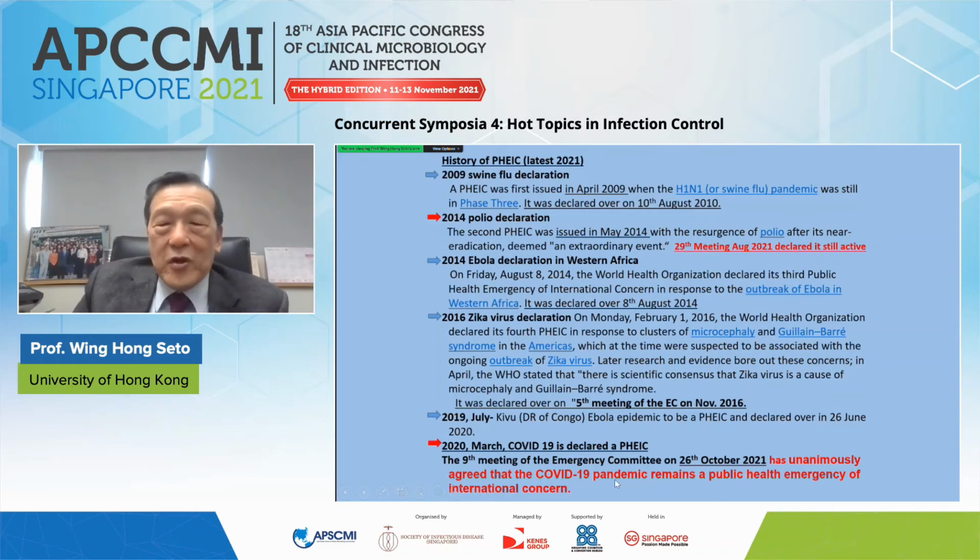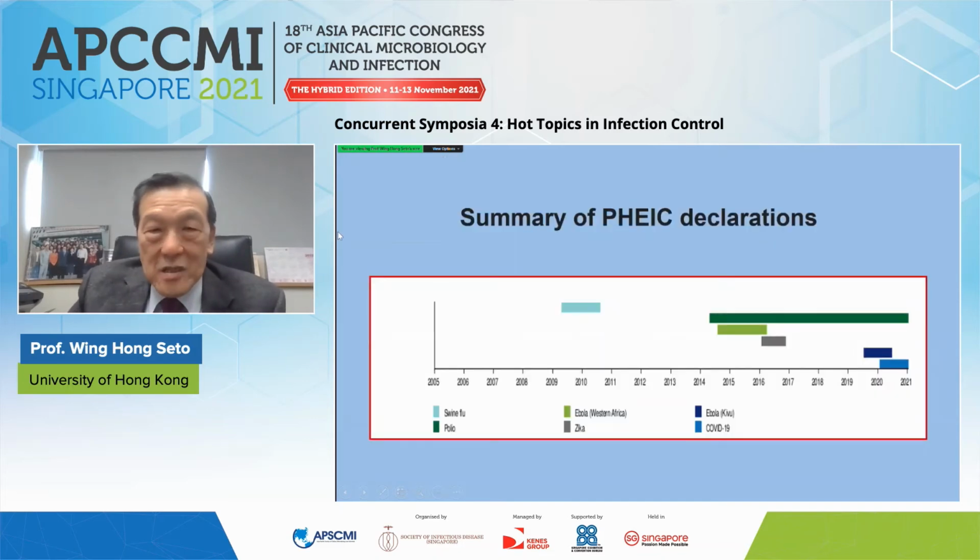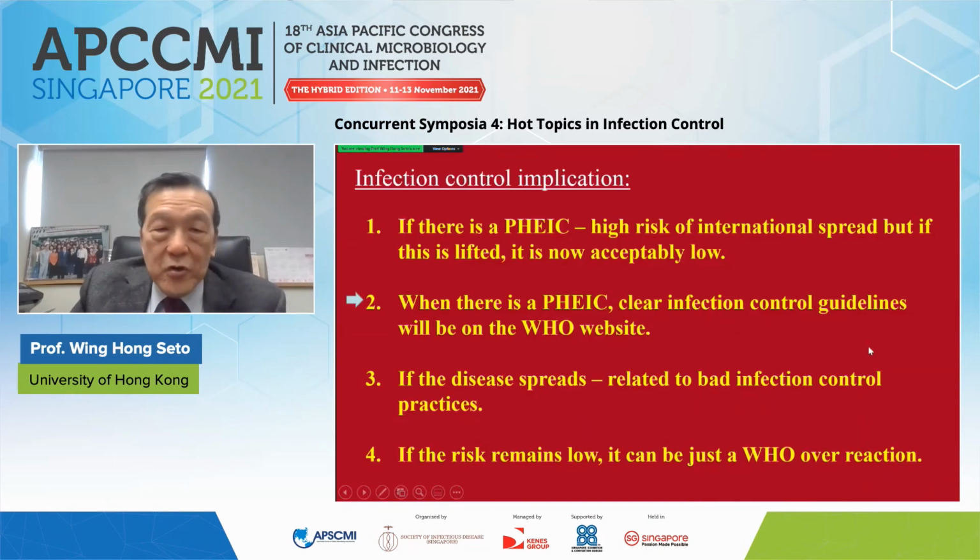And the next one, of course, you and I know. In fact, the 9th meeting just took place, and the 9th meeting declared that COVID-19 is still a PHEIC and going on. Okay, so this is the summary. All right. Now, what can we in infection control appreciate? If there's a PHEIC, there's a high risk of international spread, so be very careful.